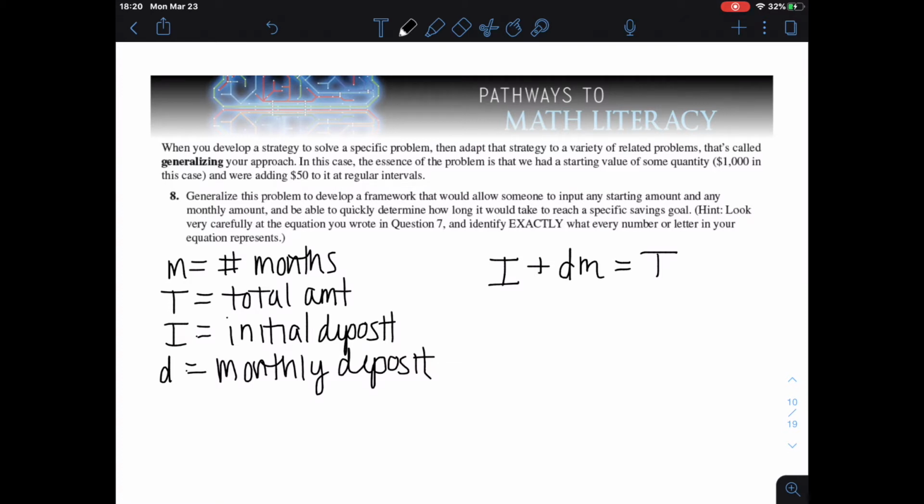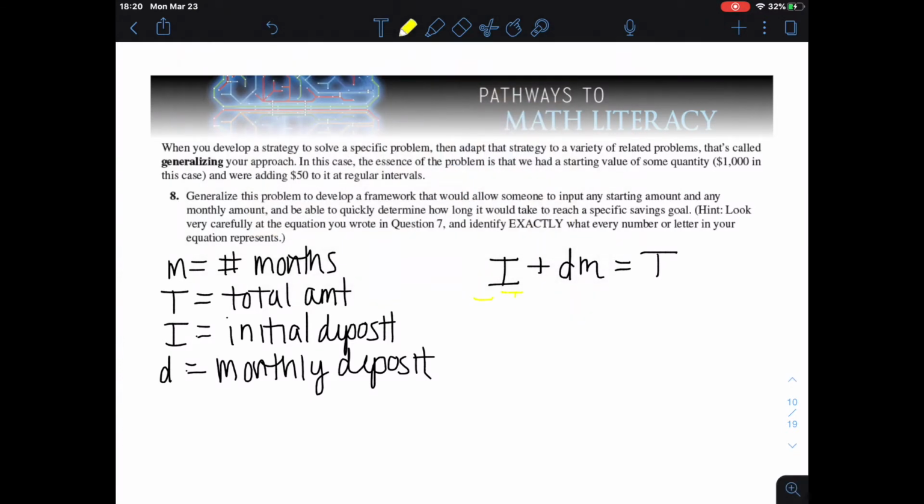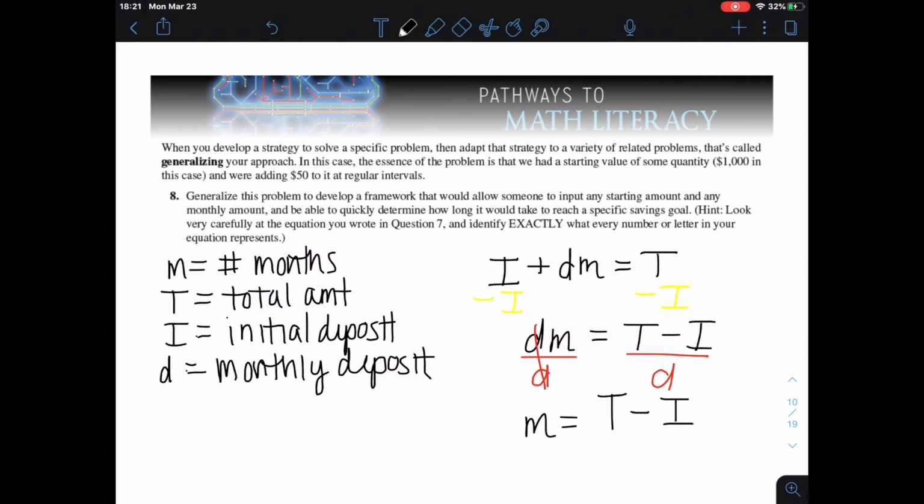We could reverse this to figure out how much we need or how many months we would have to do this for. So we can solve this equation for M. Let's subtract I from both sides. That gives us D times M is T minus I. Then dividing by D makes the D's cancel, and we get the number of months we need is the total amount we want in our account minus the initial deposit, divided by how much we're going to deposit each month.